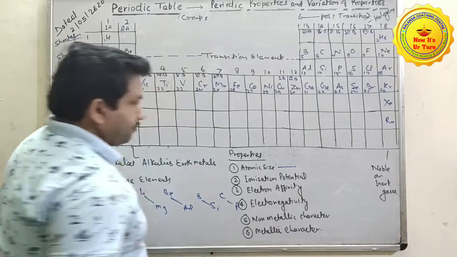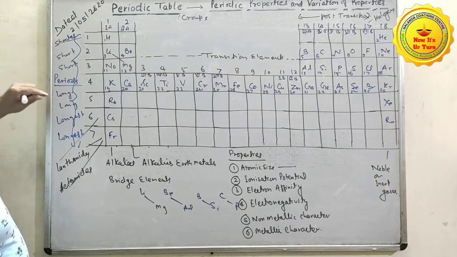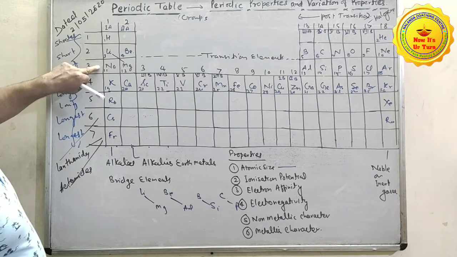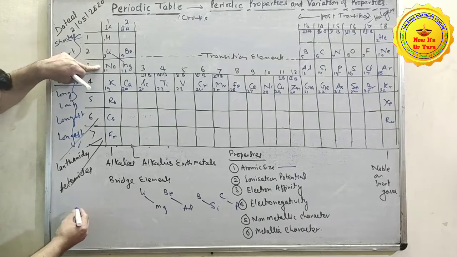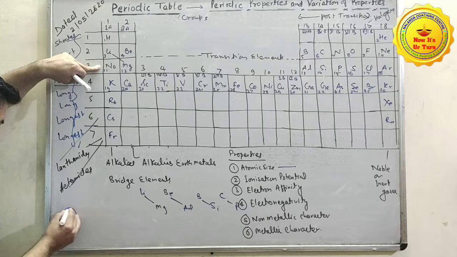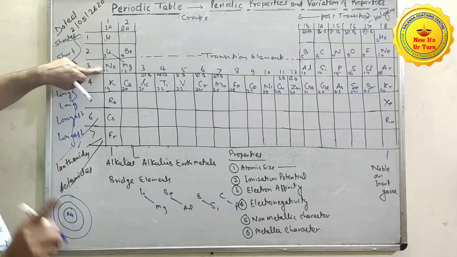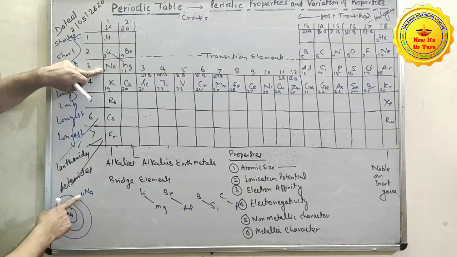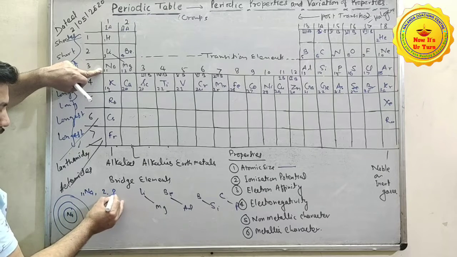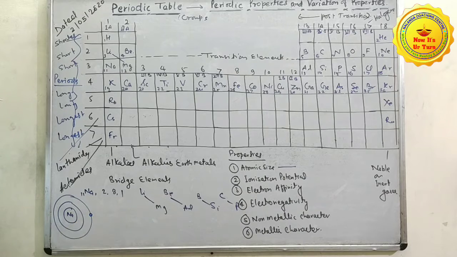Atomic size. How can we observe this? Here we will take the third period. Here we have Na. Sodium is Na, its atomic number is 11, and its electronic configuration is 2, 8, 1. It means it has one electron in its outermost shell. Clear?